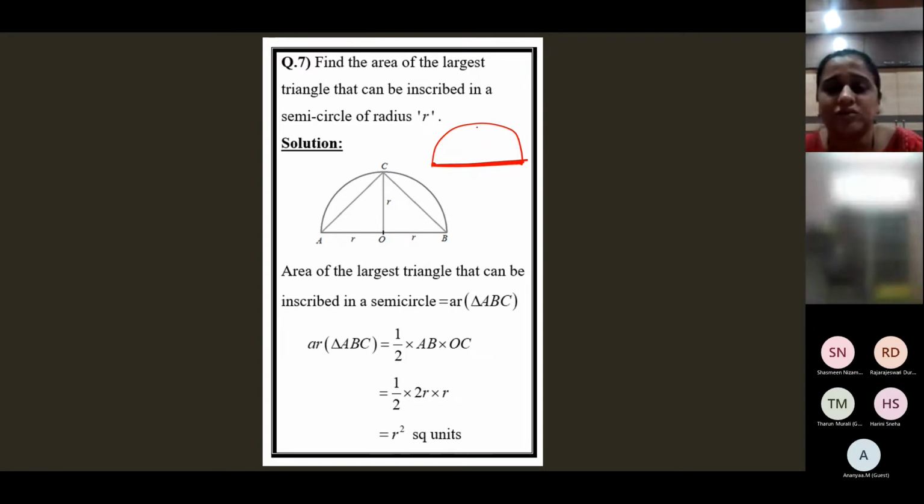And the radius will be the maximum altitude. Radius will be the longest altitude. So this is the triangle with the maximum base and maximum altitude. This is the triangle in the semicircle with the longest base and maximum altitude.